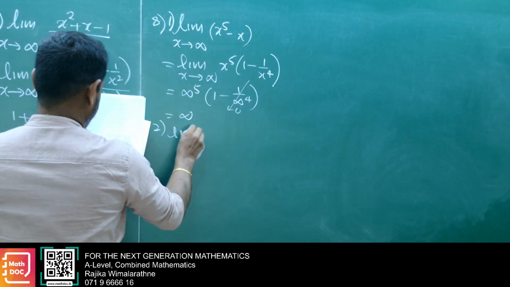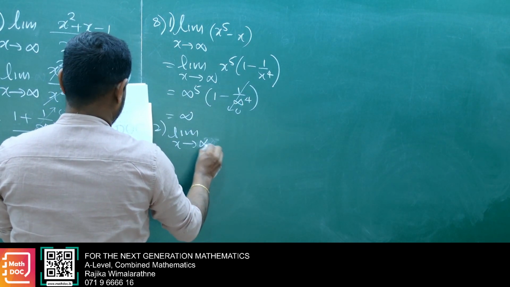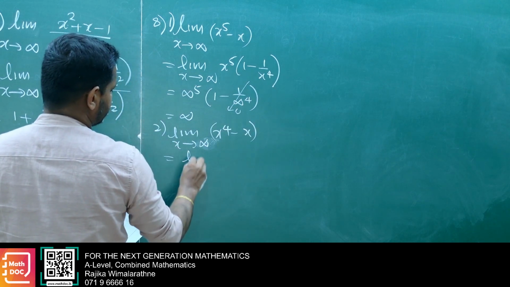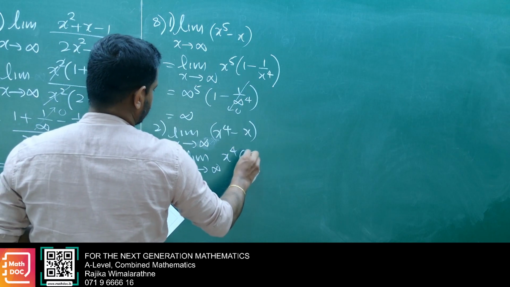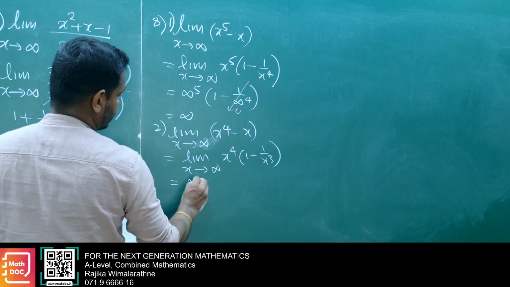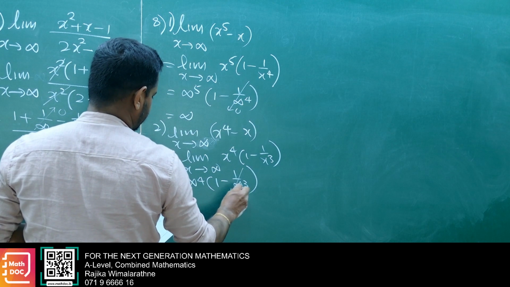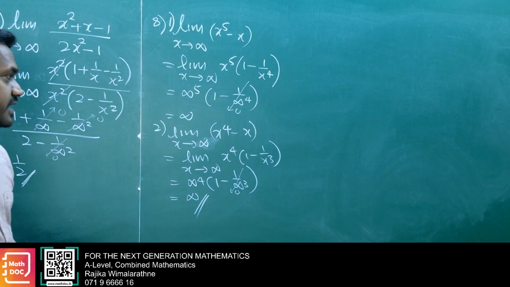2. Limit x goes to plus infinity, x to the power 4 minus x. Take the maximum power outside. Then 1 over infinity goes to 0. Answer: infinity.